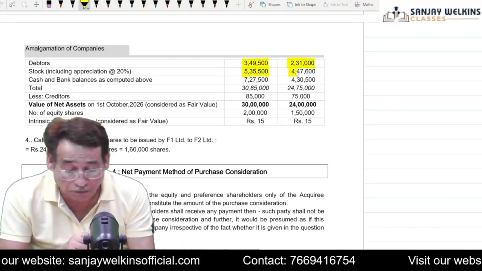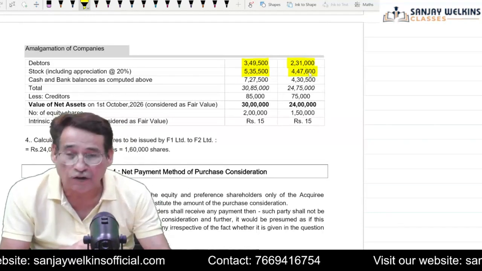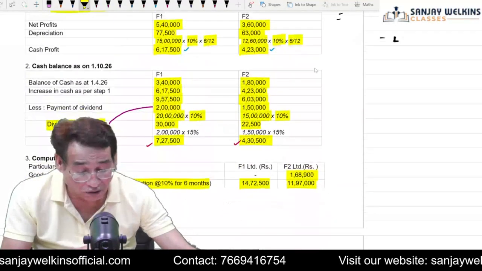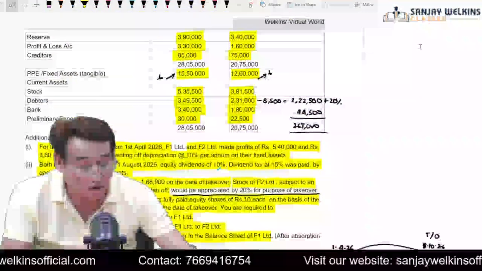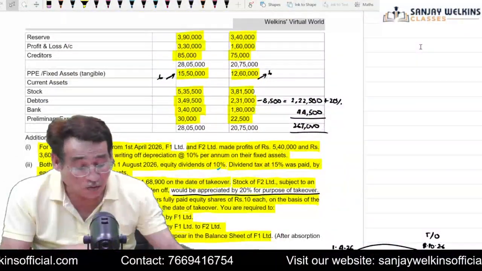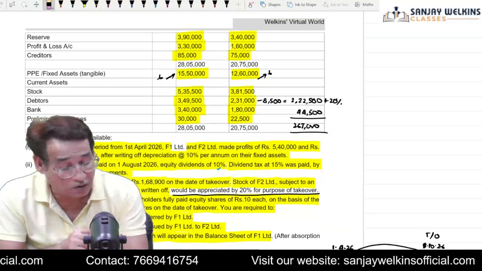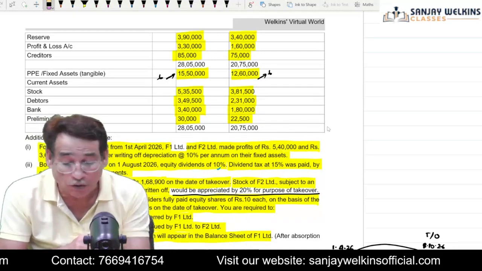But stock of this company, you will compute at this value. Is it clear to you? As I told you, stock of this company, what was the amount of stock actually? Earlier I made some calculations. I made the computation with respect to debtors. I'm extremely sorry. I will show you how we have arrived at this particular figure.